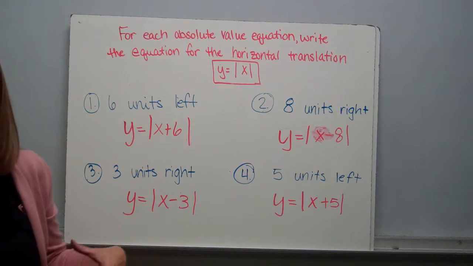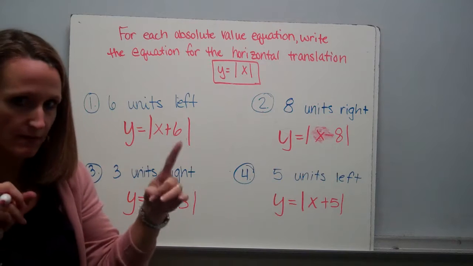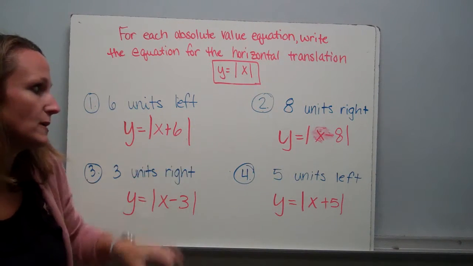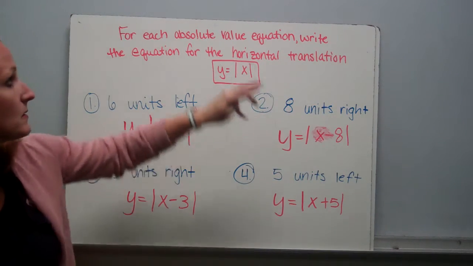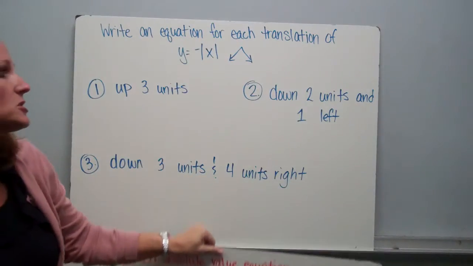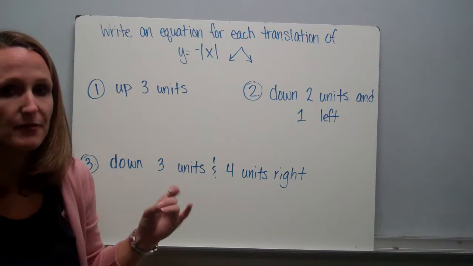Okay, so keep in mind, when it's a horizontal translation, everything goes inside of the absolute value bar. If you want to go left, you make it be plus. If you want to go right, you make it be minus. Okay, so what if we put them both together? What if we want to write an equation for a translation that both goes up and down and left and right? You have to remember all your rules.